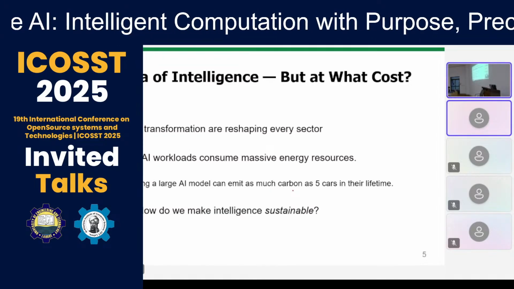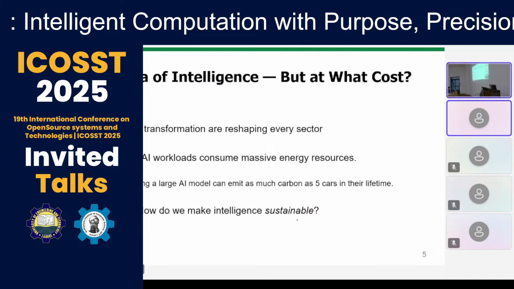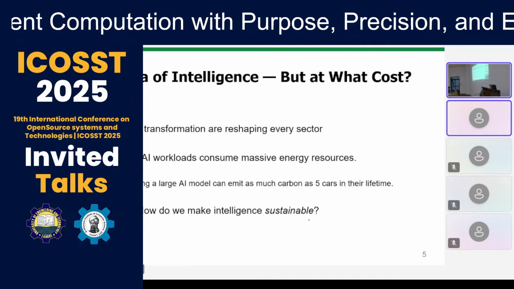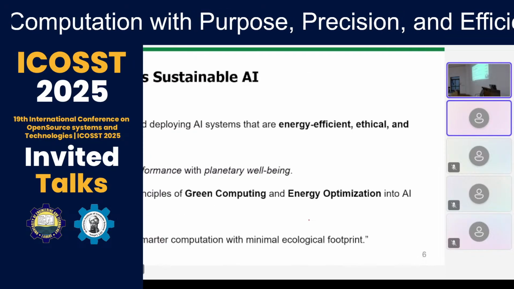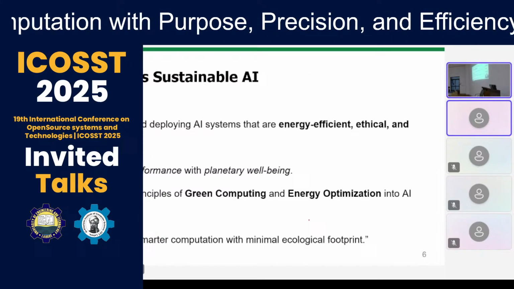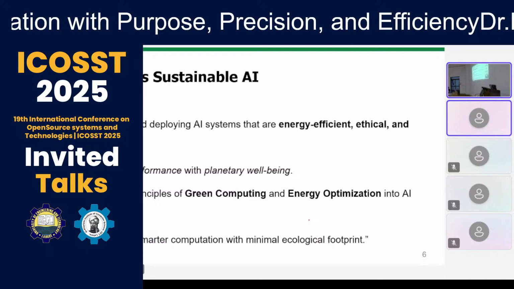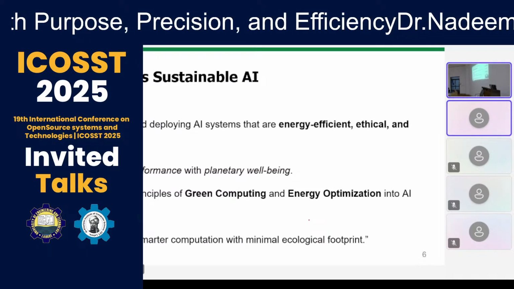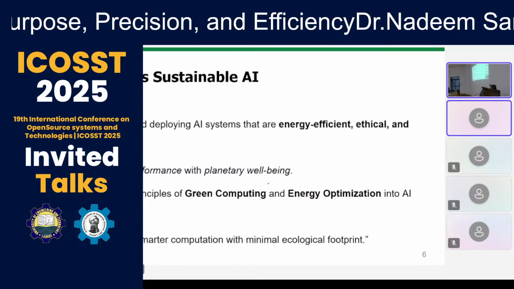How do we make intelligence sustainable? This is the question for all the audience. How do we make intelligence sustainable? So what is sustainable AI? Designing and deploying AI systems that are energy efficient, ethical, and responsible. So balancing performance with planetary well-being is required.